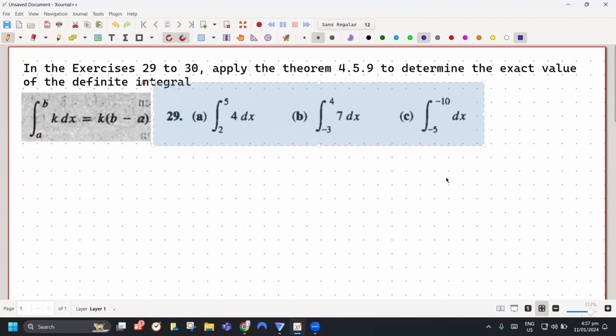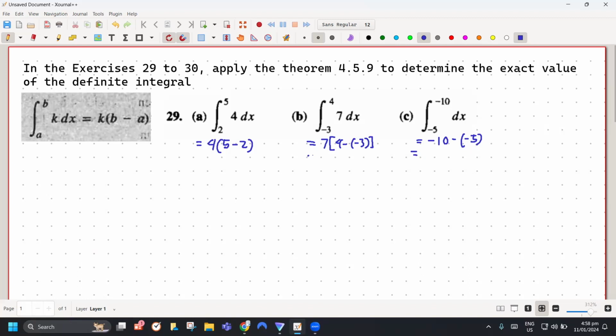So yung unang integral, yung A, is 4 times... so, negative 10 minus negative 5, negative 5. Okay. Ngayon, punta ka naman sa number... so we're done with 29, so 31 naman. So, pakita mo lang yung process.